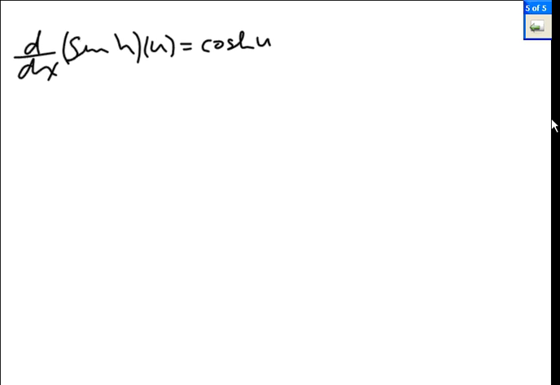Let's talk about the derivatives of these. Using the definitions I just gave you for sinh and cosh, etc., we can show that the derivative of hyperbolic sinh of u is just cosh of u times the derivative of u.